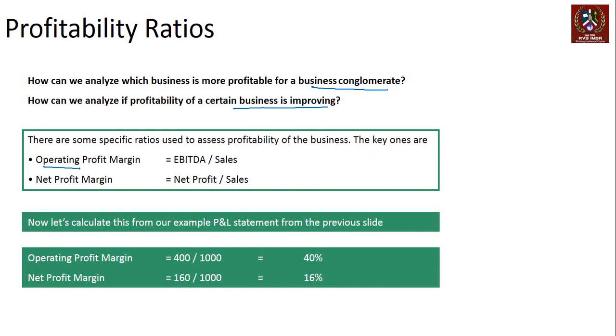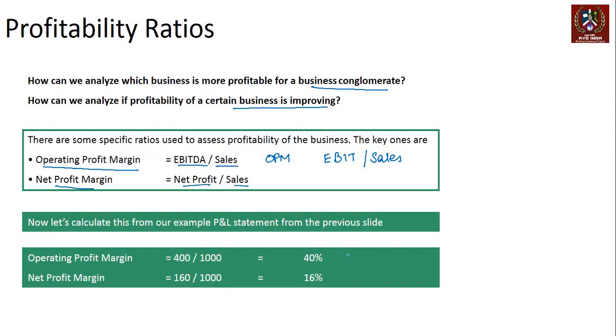The key ones are operating profit margin, also known as OPM, calculated as EBITDA by sales. In certain cases, certain textbooks also talk about operating profit margin as EBIT by sales. You can use either one, but just remember that you use it across the range of calculations and relative comparisons that you're doing. You use the same number. Ensure that you use the same definition, right? The second one is net profit margin, which is the final profit divided by sales.